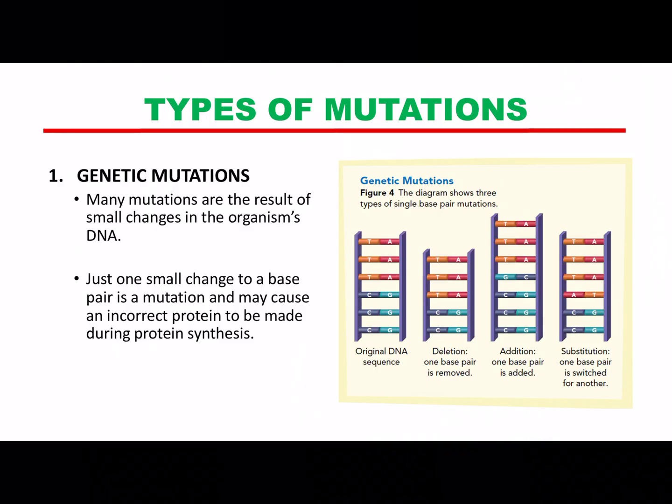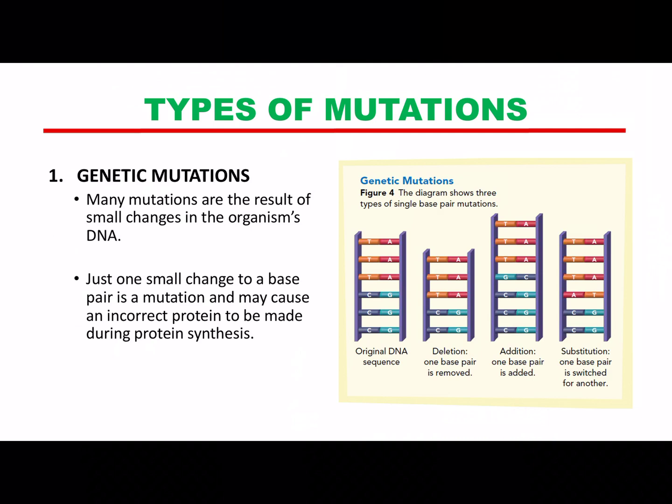Types of mutations. Genetic mutations. Many mutations are the result of small changes in the organism's DNA. Just one small change to a base pair is a mutation and may cause an incorrect protein to be made during protein synthesis. As you can see in figure 4, there are 3 types of genetic mutations.